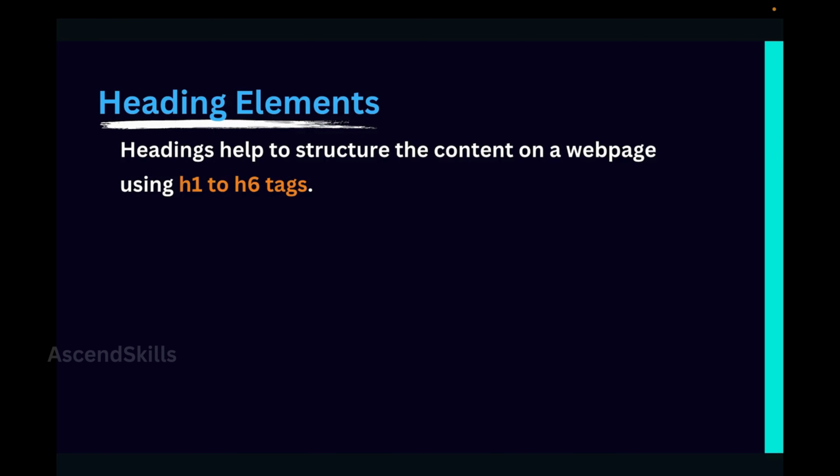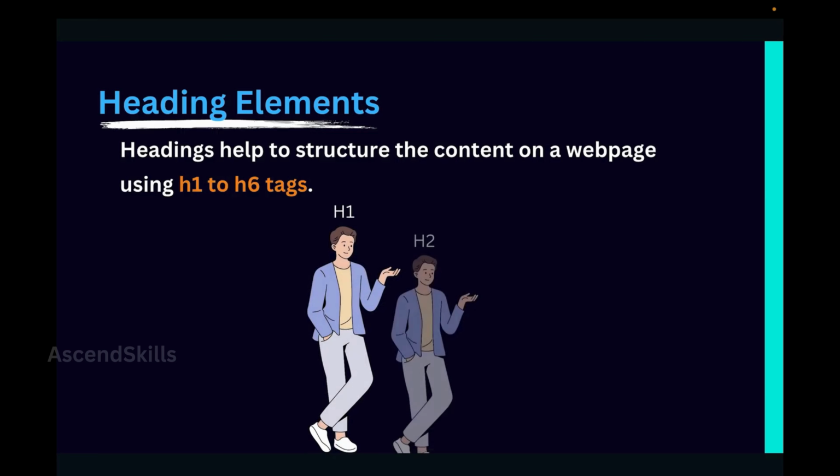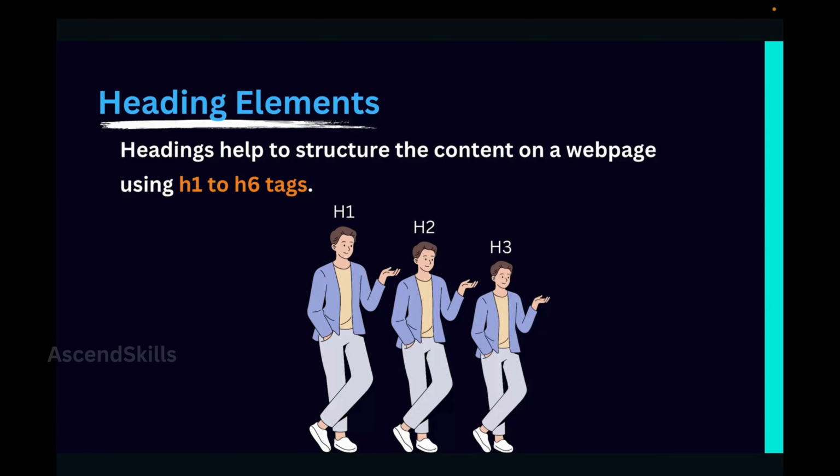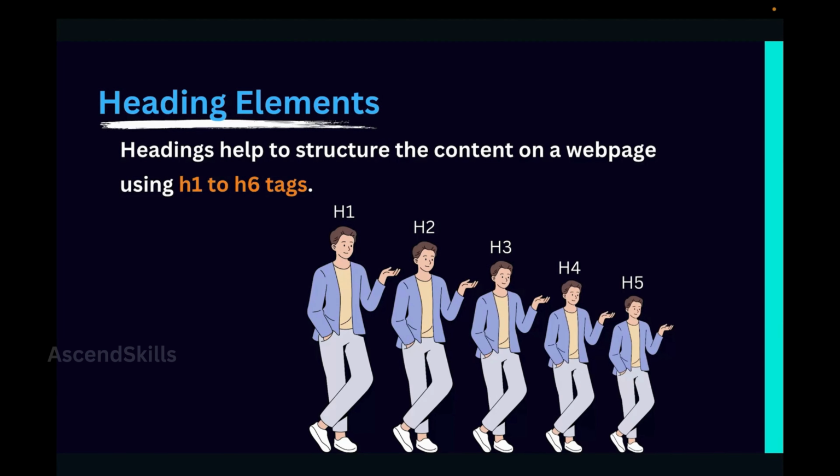In HTML, headings help to structure the content on the web page. They range from H1 to H6. The H1 is the largest heading and typically used for main titles, while H6 is the smallest, usually reserved for less important titles or subtitles.